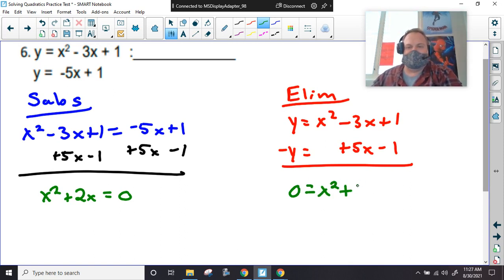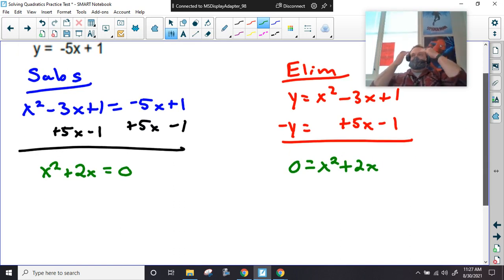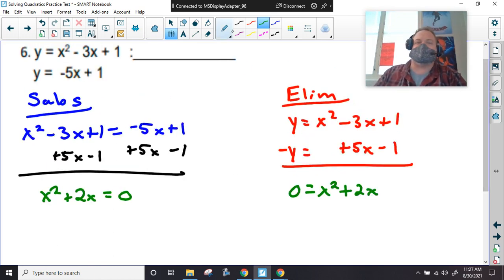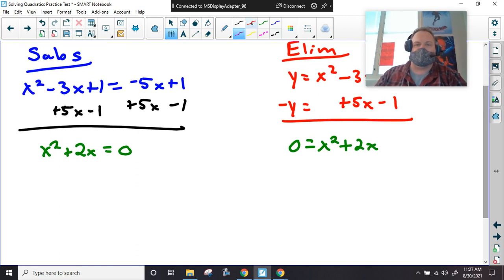Now, oh no, there's no second term. All right. So if there's no second term, we can't do the factors that add up to something. So we actually have to use something else at our disposal, which is we have to factor by GCF.